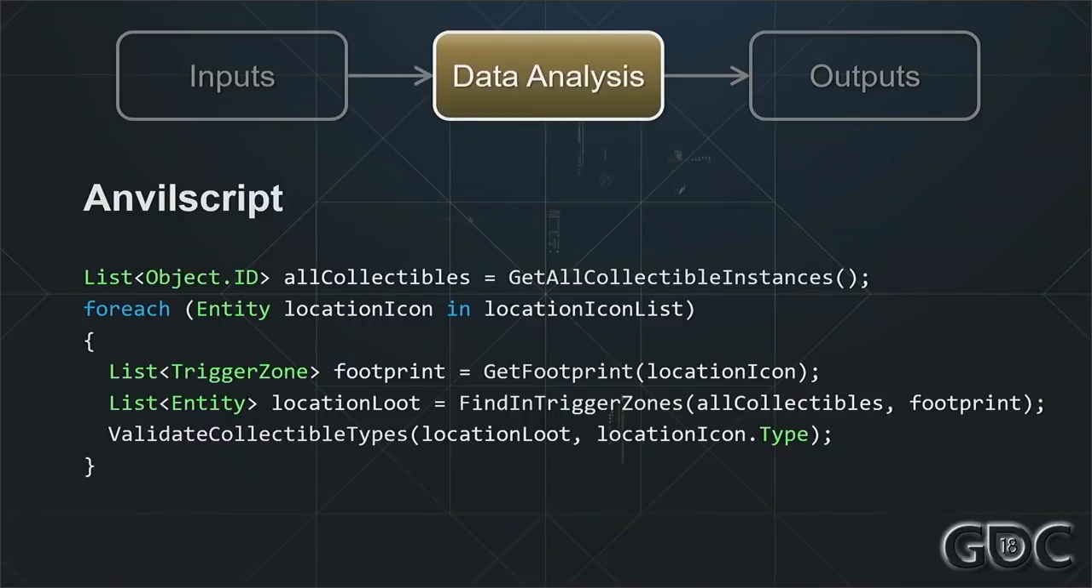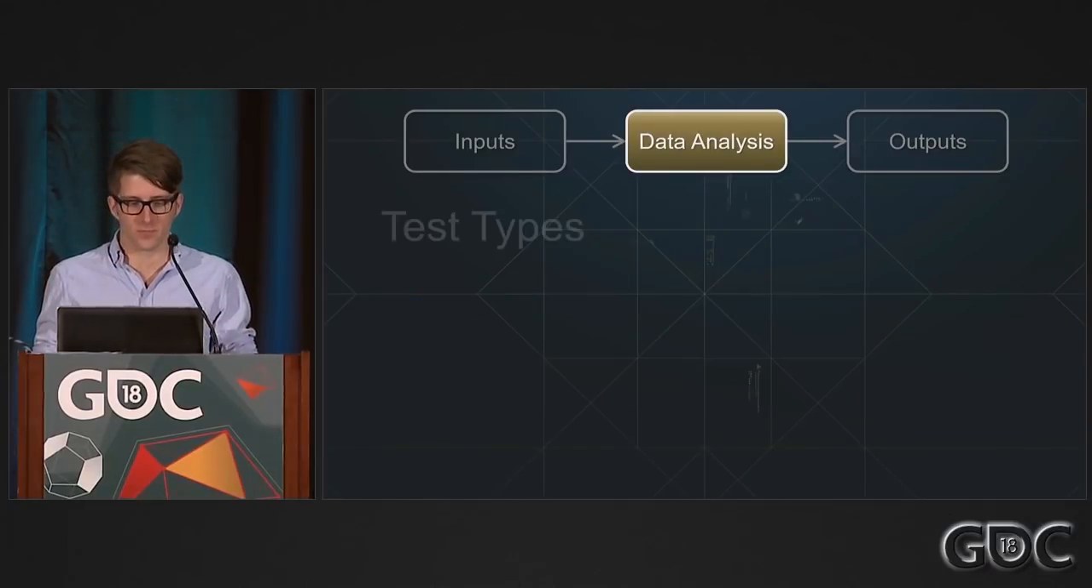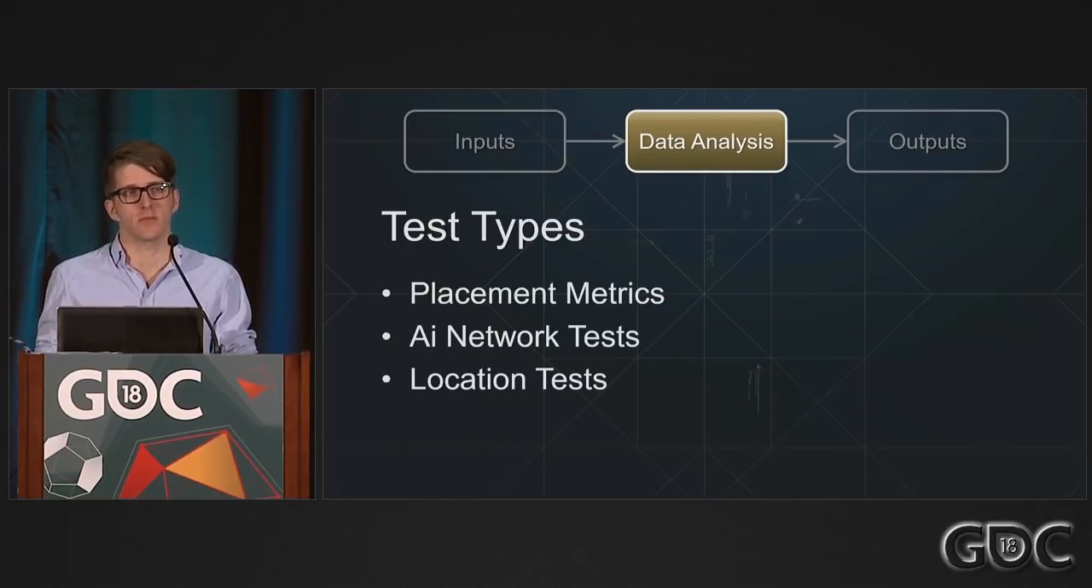So here we're simply going through a list of locations, looking for stuff. We'll talk about that later on. These Anvil scripts were written by TDs like myself and my colleagues. So we have 3 broad categories of tests, and these include placement metric tests, AI network tests, and location tests.